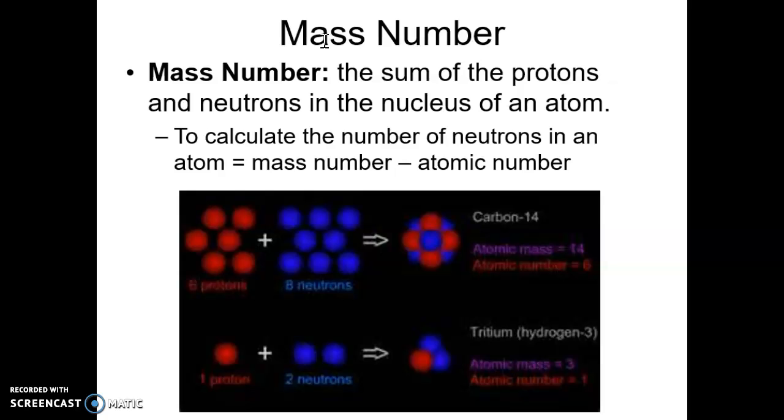So if we want to know the number of neutrons an atom has, you simply just have to use this formula. Mass number, okay, minus atomic number, will tell you the number of neutrons. So if I have carbon 14, which is a mass number of 14, and I have 6 protons, 14 minus 6 would tell me that I have 8 neutrons.